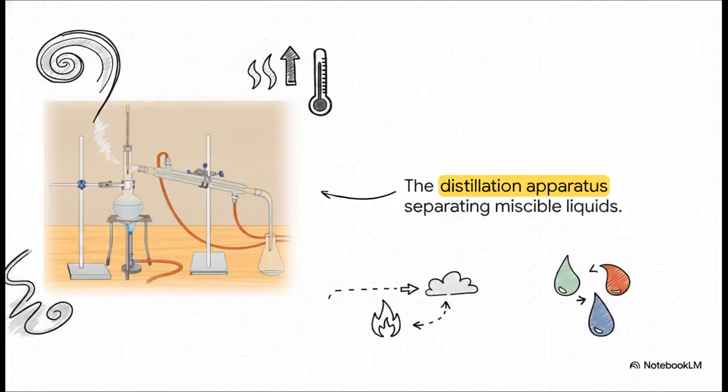Moving right along to Section 2, sorting liquids with science. Okay, so here's our first real powerhouse tool, the distillation apparatus. It looks like a mad scientist's dream, but we use this specific setup for a very particular problem. Basically, when two liquids mix together completely, meaning they're miscible, but, and this is crucial, they have boiling points that are at least 25 degrees Celsius apart.